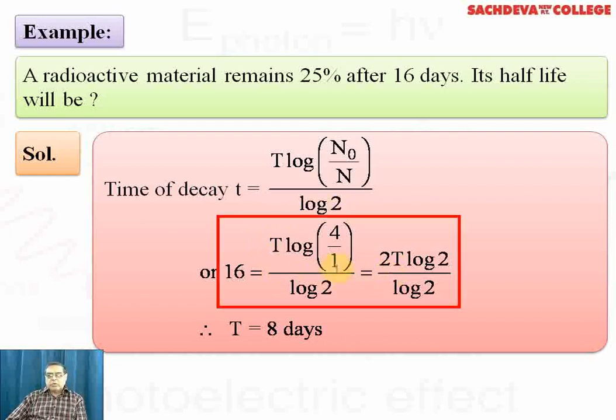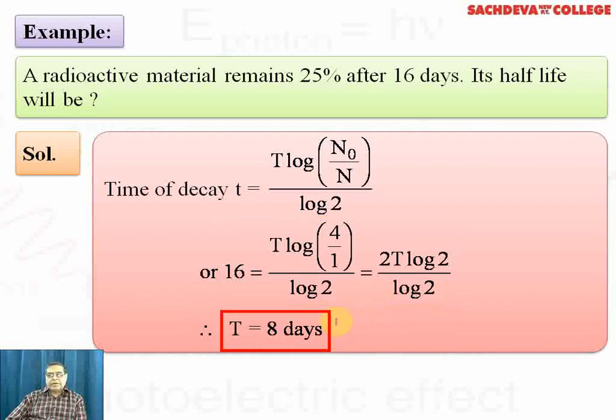So 16 is equal to t log 4 over 1 divided by log 2, and log 4 can be written as log 2 square, that is 2 log 2, and log 2 will cancel off, and it will become 2t. So 2t is equal to 16, and t is calculated as 8 days.